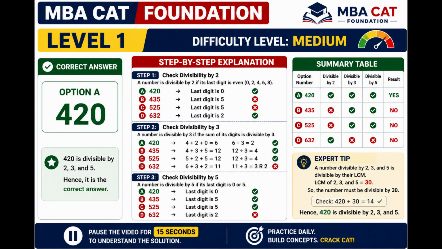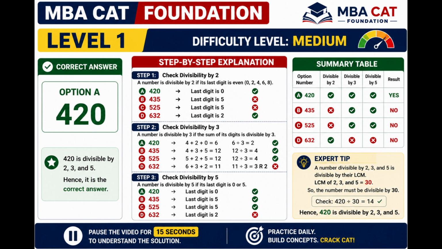Step 3. Check divisibility by 5. A number is divisible by 5 if it ends in 0 or 5. 420 ends in 0, so it is also divisible by 5. Therefore, 420 satisfies all three divisibility rules. So, the correct answer is option A, 420.